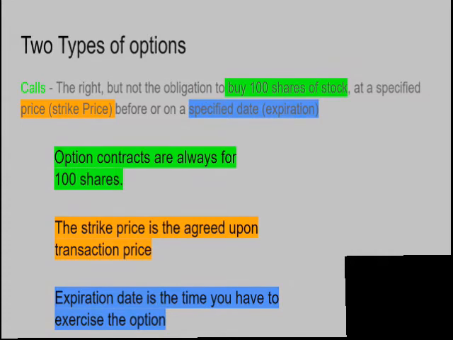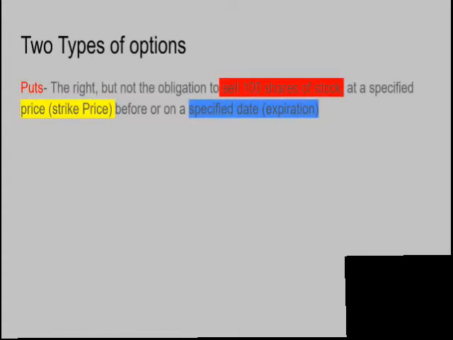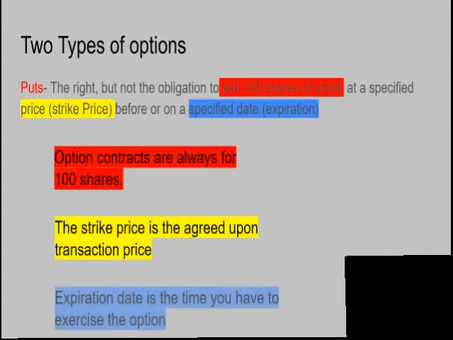And for puts, it's pretty much the same info, but instead of the right to buy, it's the right, but not the obligation, to sell 100 shares of stock at a specified strike price before a specified date. Same thing: 100 shares per contract, the strike price is the agreed upon transaction price, and the expiration date is the time you have to exercise the option. Alright, so let's look at calls.